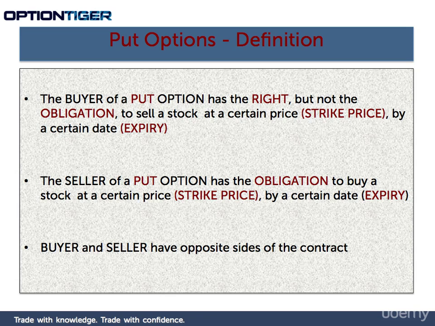Because if you don't have this complementary relationship between the two parties, then the contract cannot be satisfied. So if one person has the right, the other person must have the obligation. And of course, all other parameters remain the same, which is the stock has to be the same stock, the strike price has to be the same strike price, and the expiry date also has to be the same date. So buyer and seller have opposite sides of the contract even in put options, which is no different from what we saw in call options.